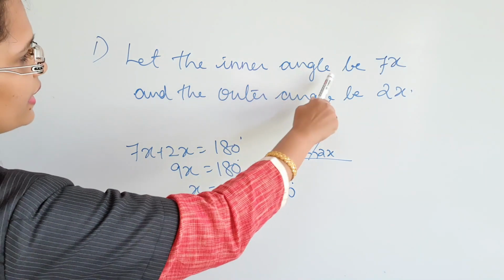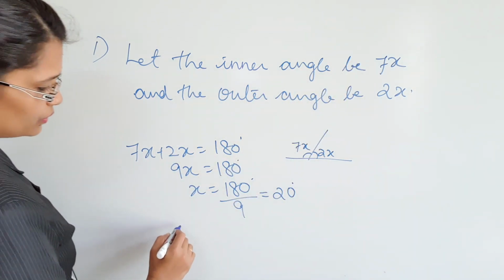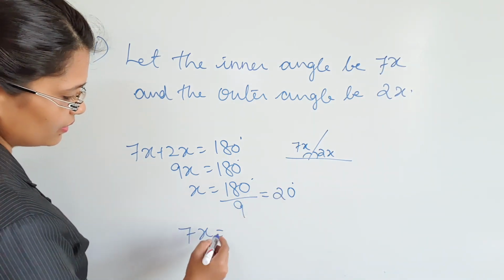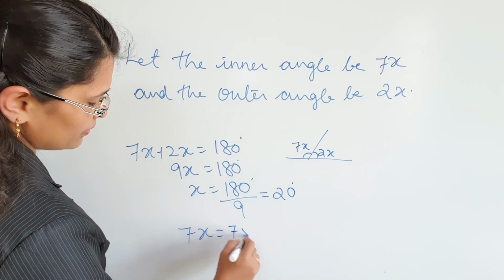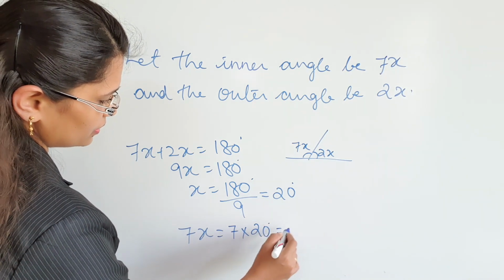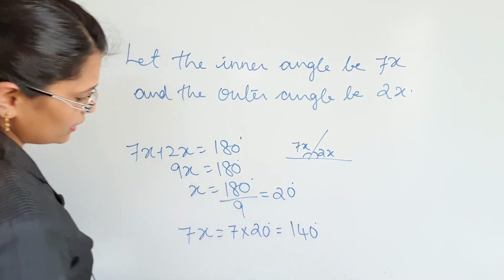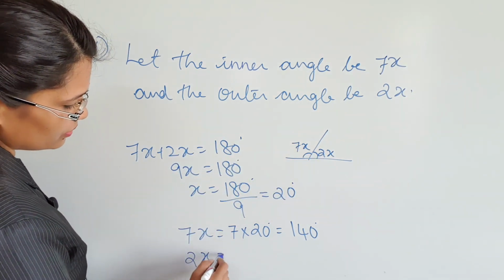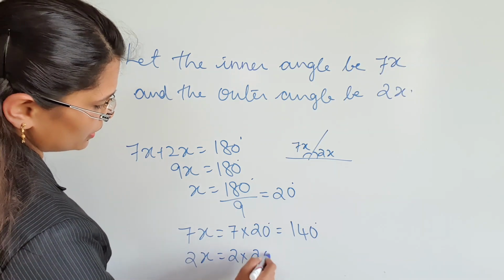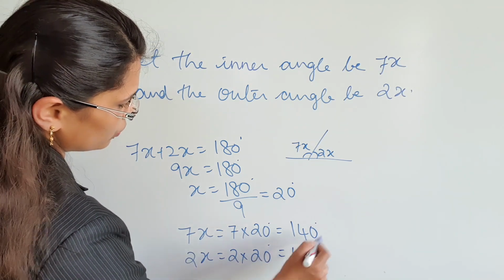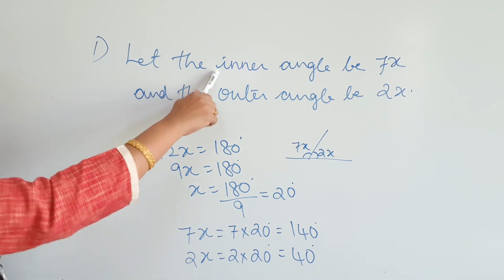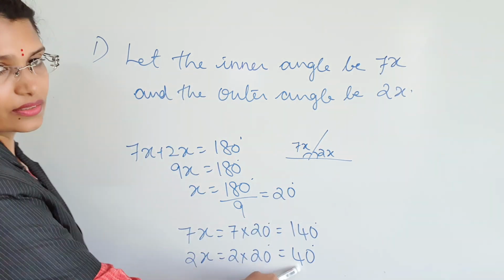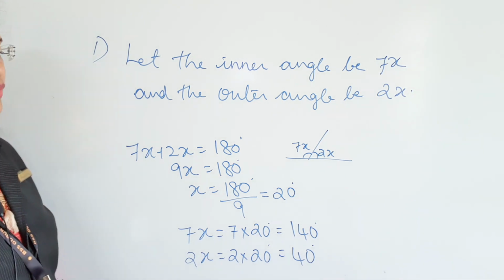So inner angle is equal to 7x. Substitute the value of x equal to 20 in 7x. So 7 into 20 is equal to 140 degree. And then here 2x. 2x is equal to 2 into 20 degree is equal to 40 degree. So inner angle is equal to 140 degree and outer angle is equal to 40 degree, right?